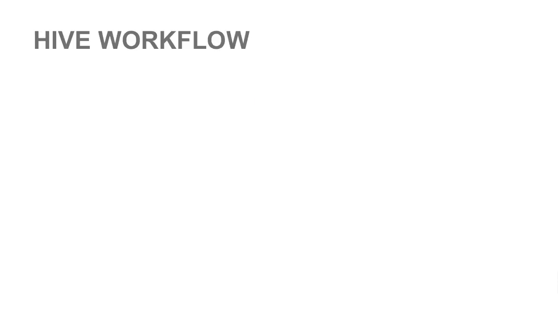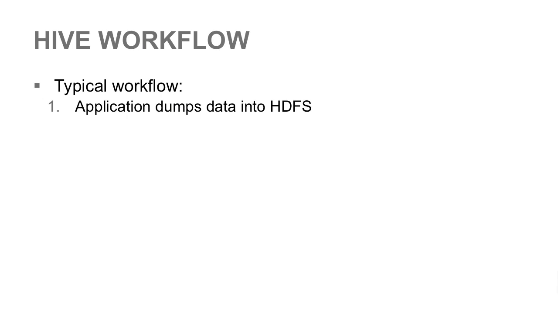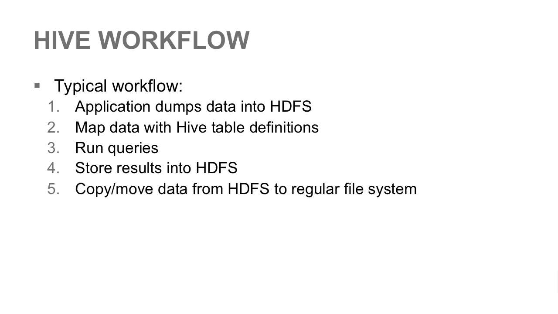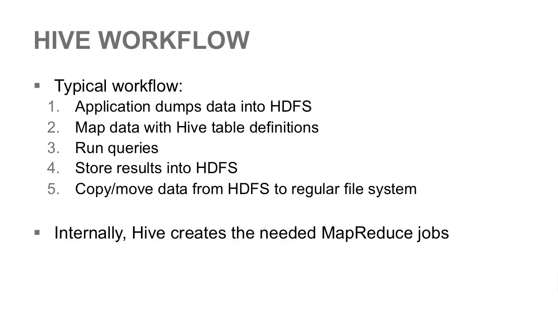In working with Hive, we typically follow a workflow in which we first collect our data and dump this data into HDFS. We are going to create the mapping between the Hive table definitions and these files. We will run the queries, and then the result of these queries is stored again in HDFS. And then if we need these results for our conventional data processing, we can move this data into our regular file systems. Now, when we are running our queries, Hive creates the needed MapReduce jobs.